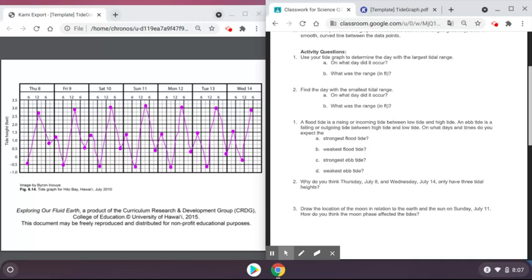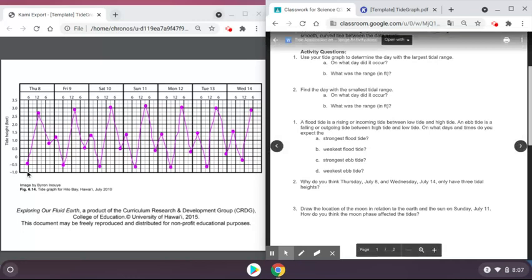On what days and what times do you expect the strongest flood tide? When do we see that water move the farthest from the lowest low tide to the highest high tide? And that's actually something that we looked at earlier for number one, the greatest tidal range. So moving from our lowest point to our highest point. What date do we see our strongest flood tide?